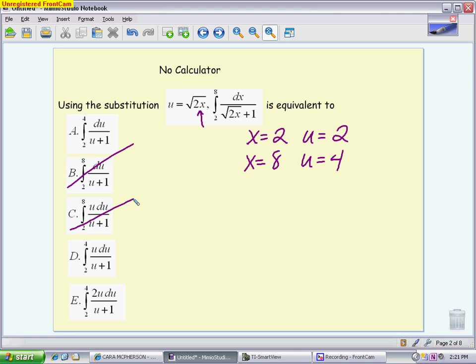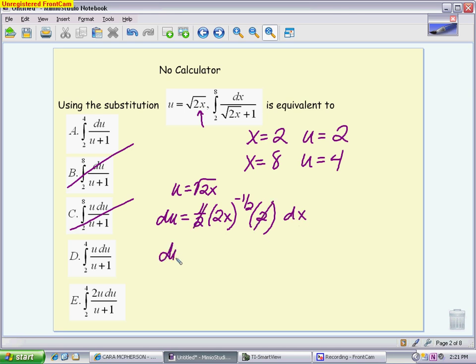Next thing I want to do is see what the adjustment is here, and that's where this problem becomes a little more difficult. If u is the square root of 2x, then du is a chain rule. Power out front, power 1 less, derivative of what's inside. I'm going to cancel the 1/2 and the 2, and I'm going to move the 2x to the bottom, so it's going to look like this.